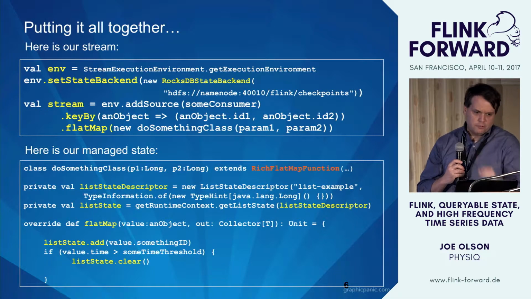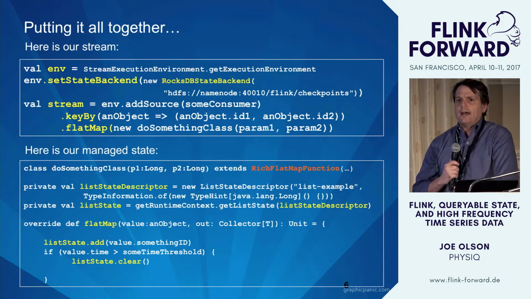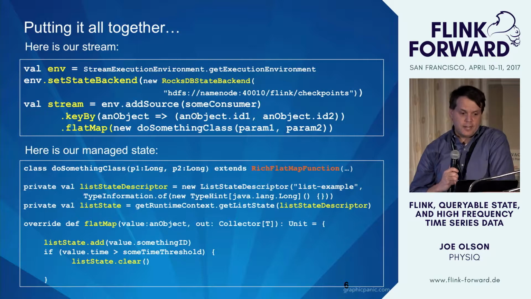Okay, so here's an example of everything we've talked about here. We set up an environment. We set the state backend for that environment. So the state backend, we were talking about the RocksDB or the file system or the RAM, that can be set on the server level in the Flink YAML file, or you can set it on the job level.